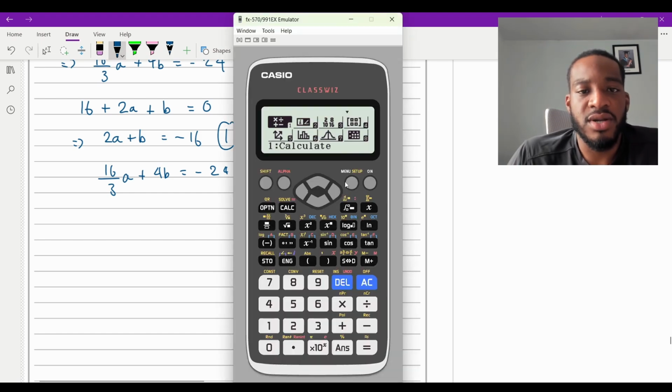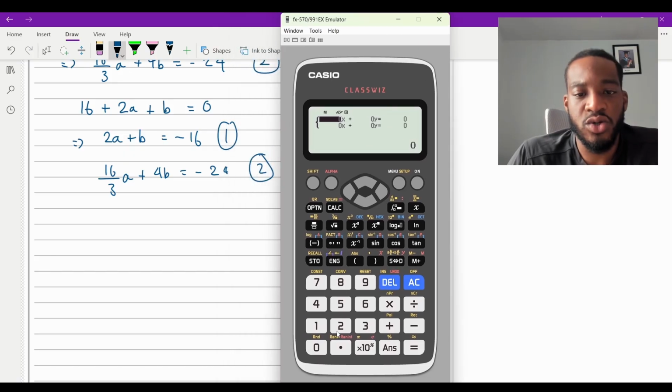So I'll do that. I'm going to get menu, and then go to equation. I'm going to go to 1, so this equation, 2 unknowns, and then it's going to be 2, 1, and it's going to be -16. Like that, and it's going to be 16 over 3.